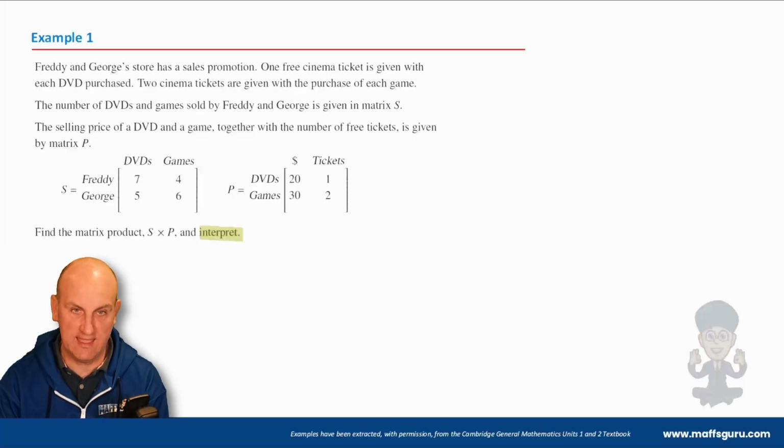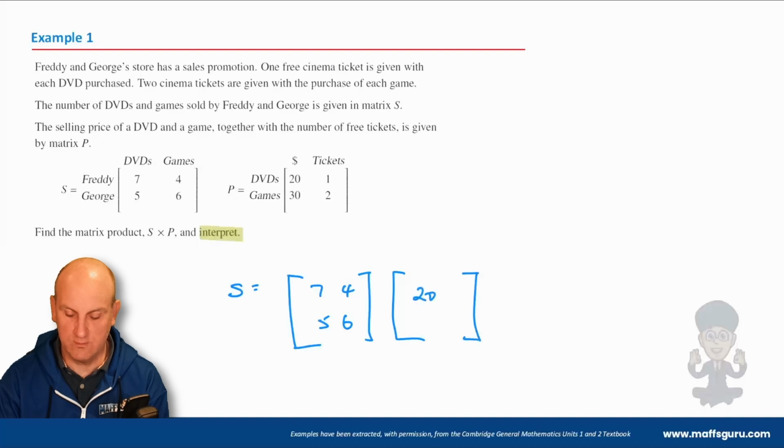Right, okay, so S is going to be 7, 4, 5, 6 times P, which is going to be 21, 30, and 2. Now, I'm going to write the labels as well here. So, Freddie and George and DVDs and games. And this one here is DVD and games and dollars and tickets.